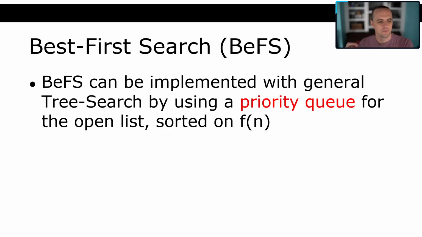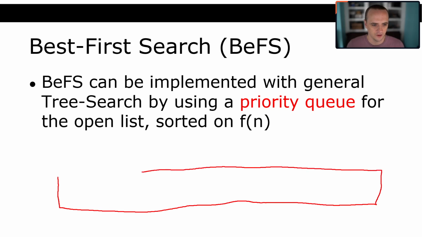So best first search can be implemented with general tree search by using a priority queue for the open list, sorted on f of n. What this means is, let me just try and draw something here. If we've got our open list, and inside our open list, with my terrible mouse drawing, let's say we've got a bunch of different nodes.